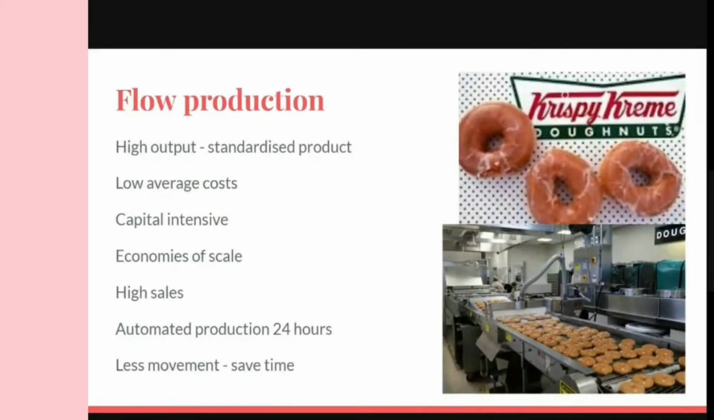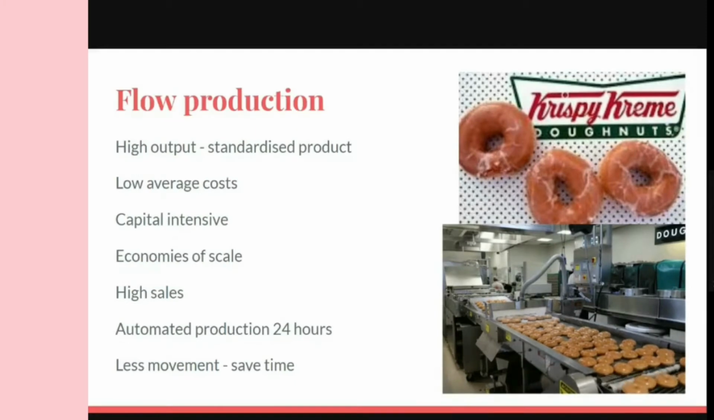Flow production. We talk about large quantities of a product being produced in a continuous process, 24 hours, 7 days, no rest, because the work is done by machines. So it is sometimes referred to as mass production because flow production can create a high number of products. So it is called flow production.